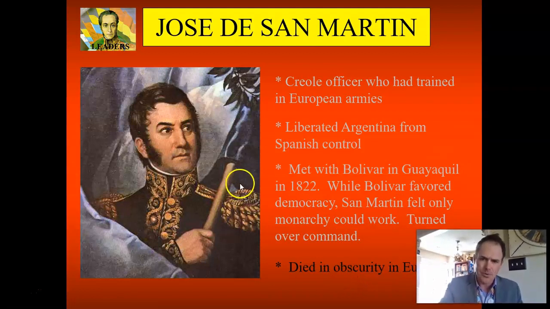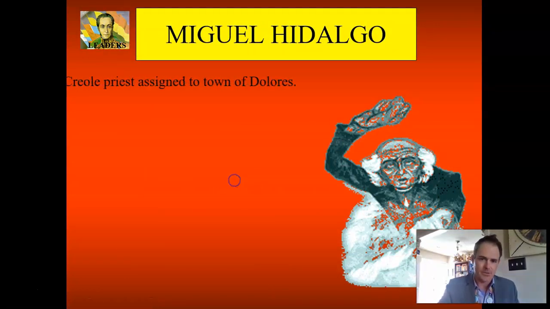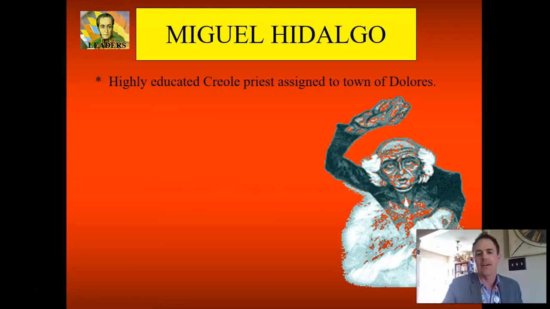Now, we've been talking about primarily South America, but the first calls for independence actually happened in Mexico. First by a priest from the town of Dolores, Miguel Hidalgo. Again, a Creole, right? If you're seeing a trend here, yes, these movements are largely led by the Creoles who are wanting greater political power from the Peninsulares.